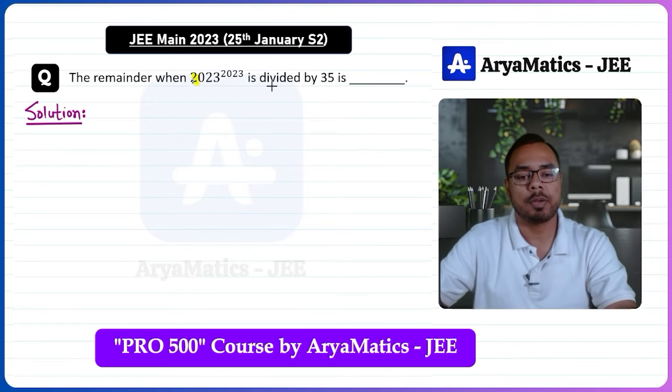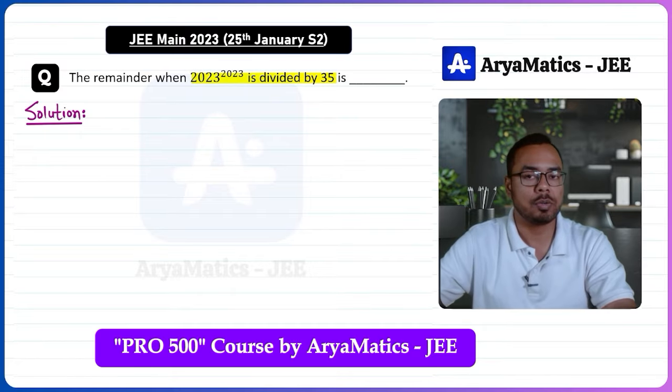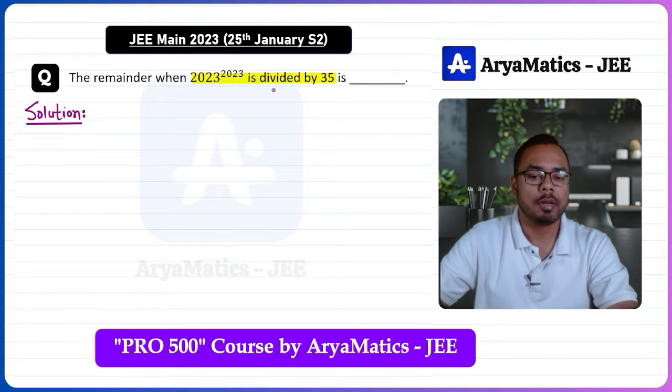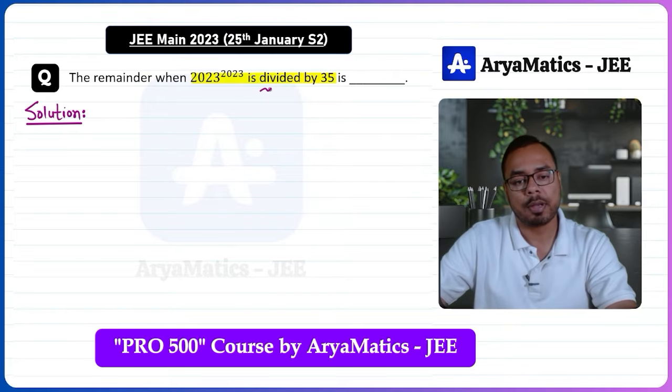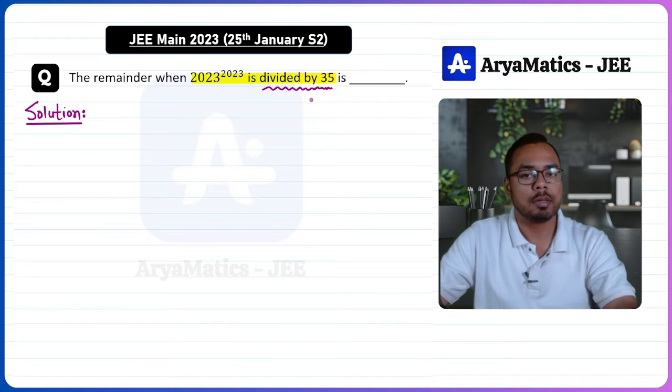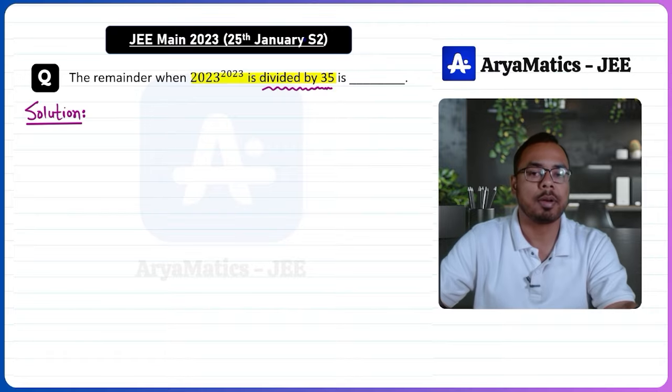Find the remainder when 2023 raised to 2023 is divided by 35. Now, generally we solve these types of problems using the binomial theorem, but for this particular problem, there is another interesting approach of attempting it. So we'll discuss that other method of solving this problem.